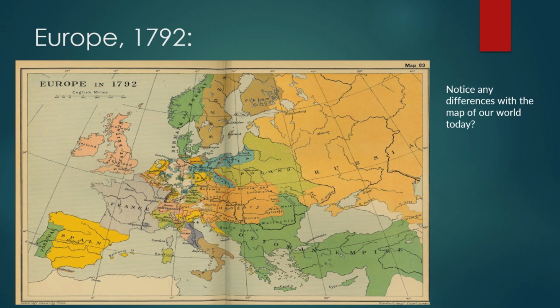For instance, we do have some familiar faces. We obviously have Great Britain, we have France and Spain, and Russia over here. But there's quite a bit of difference when we get into the middle portion of our map here. For instance, we do still have Poland. Poland's a very different shape to how it is now. And of course, we have this swath of land down here, the Ottoman Empire.